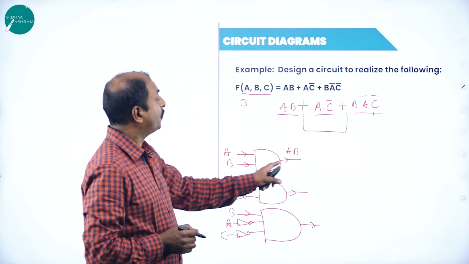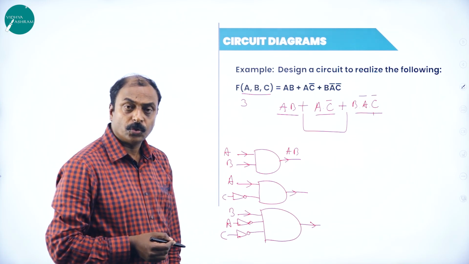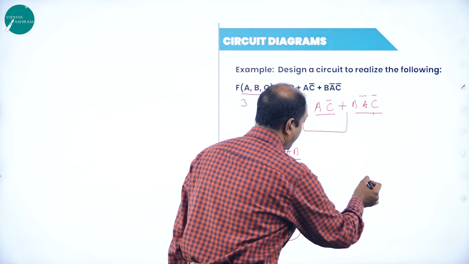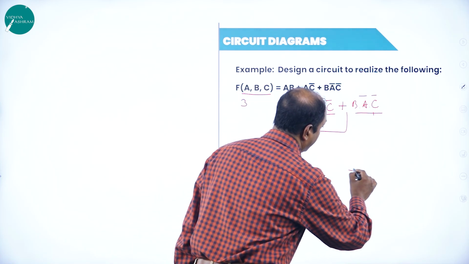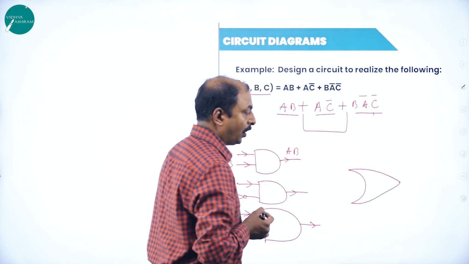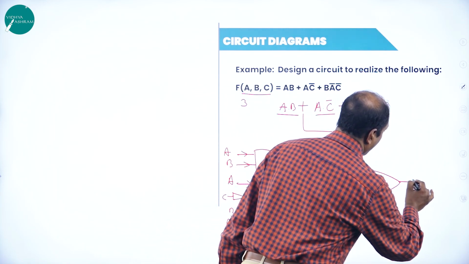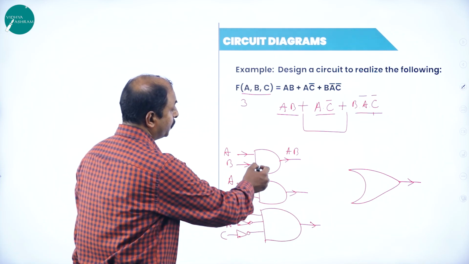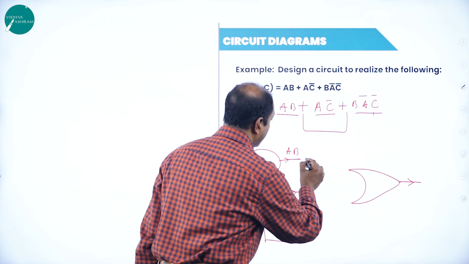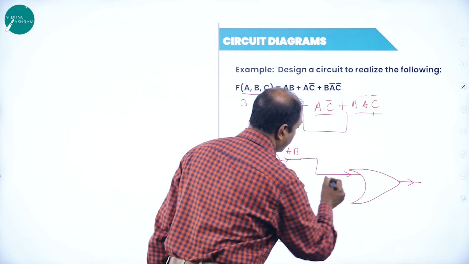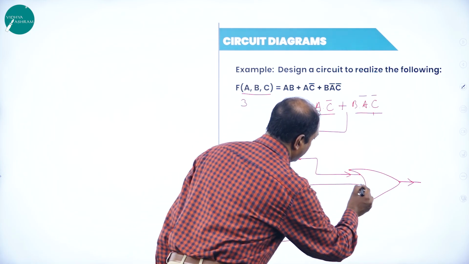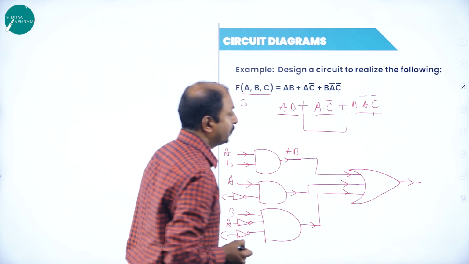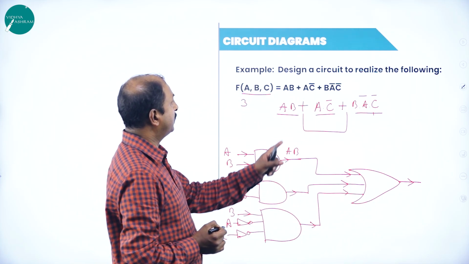Now the output of all these gates should go to the input of an OR gate. So how do we write an OR gate here? This is how we represent an OR gate with only one output. What would be the input for this gate? The input would be the output of all the 3. So this is the first input signal, this is the second input signal, and this is the third one. So this is the circuit of this given function.